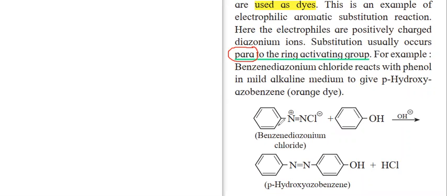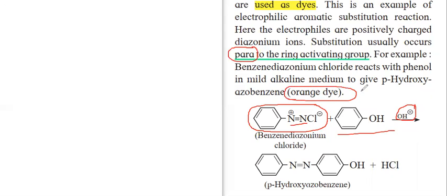So this is our benzene diazonium chloride. This is the benzene diazonium, and this is the chloride. When it is treated with phenol, see this is the phenol, in alkaline medium, it gives para hydroxy azobenzene. And it is an orange dye.